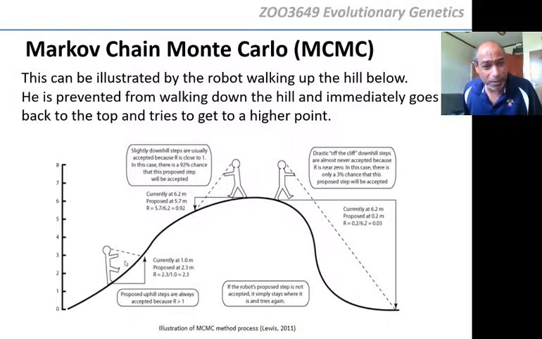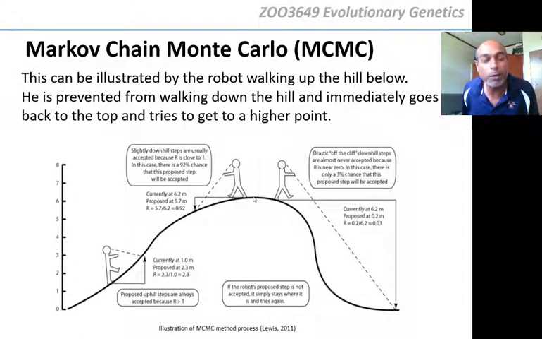If the next step is going down, he's not going to go down, is he? He's going to remain where he is. But if the next step goes higher, what does he do? He goes higher. So he never goes down. Do you see that? He always goes up and up and up. Okay? So now what happens when he gets to the top, to the maximum?